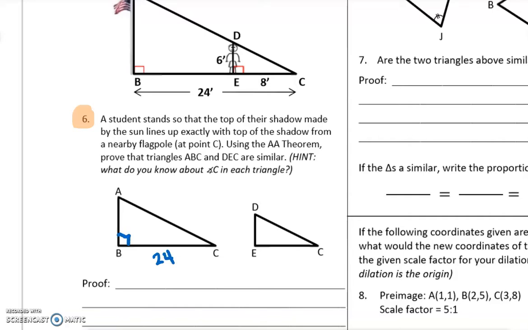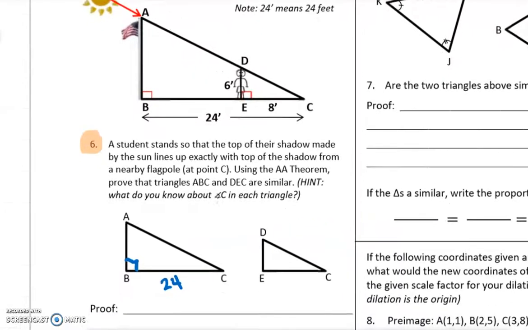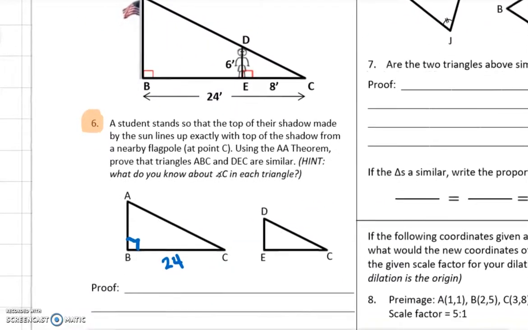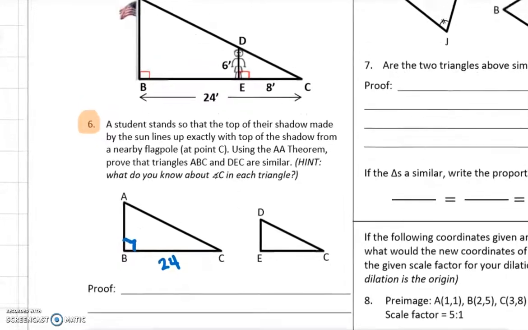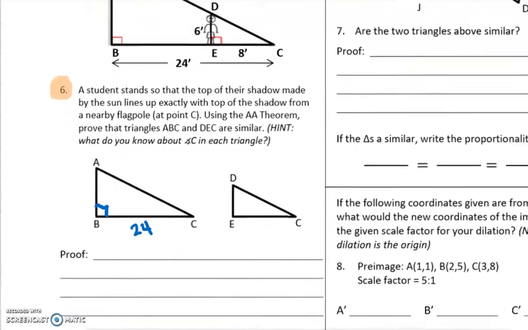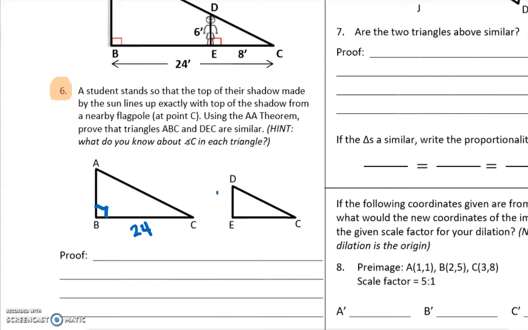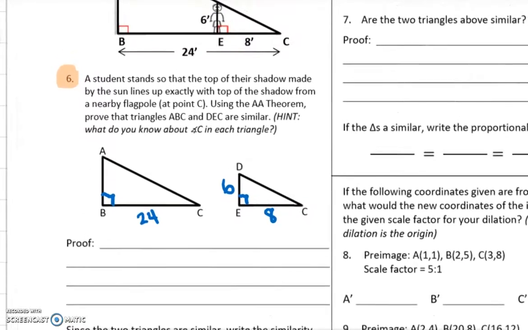We have a 90-degree angle here. And we're trying to find the height of the, we're not trying to find the height of the flagpole, we're trying to prove that they're similar, excuse me. So in DE, we have DE is 6 and EC is 8. This is also a 90-degree angle. So let's prove that the triangles are similar.